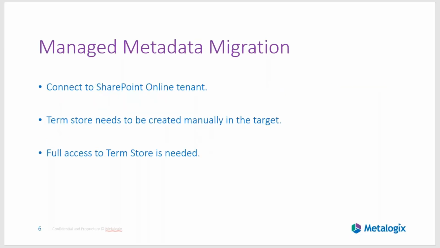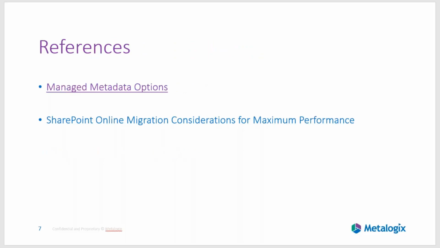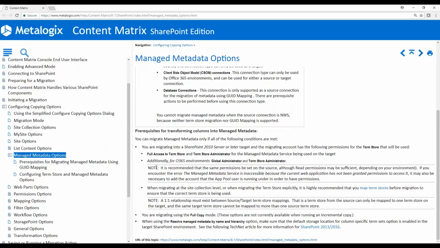If we go to managed metadata migration, as I was showing, for managed metadata migrations, you'd have to connect to the SharePoint Online tenant. For the term store, you need full access to the term store. As you would need on-premise, the only difference on SharePoint Online is you would need global admin permissions. If I go to the references here within our documentation, it lists that you need full access to the term store administrator for managed metadata services, as well as Office 365 global administrator and term store admin permissions.